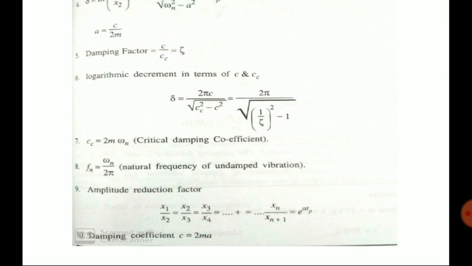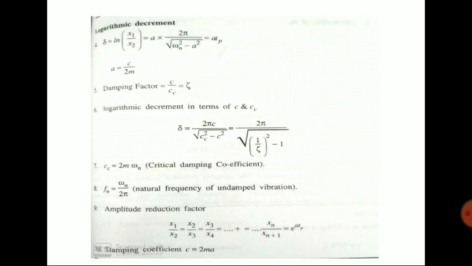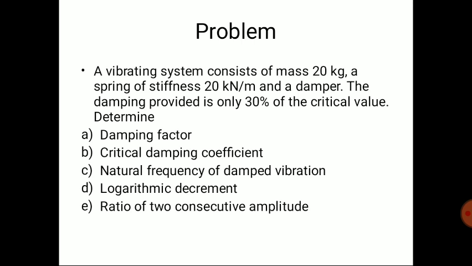Amplitude reduction factor x1 by x2 equal to x2 by x3 equal to etc. equal to e raised to a tp. Finally, damping coefficient c equal to 2ma. These are the main equations we are dealing with here. You have to remember all these equations for the exam, meaning any equation can be asked in the exam. So next we are going to a problem.